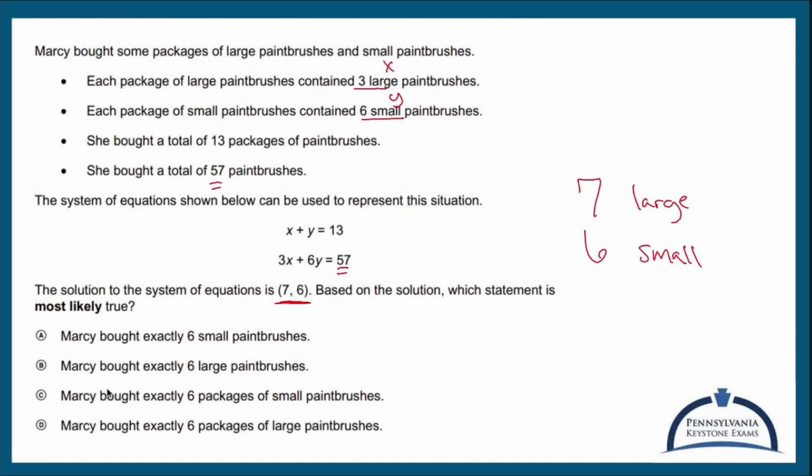So that eliminates A and B because that's just talking about the paintbrushes alone and not the packages. And it wants the number 6, so she bought exactly 6 packages of small paintbrushes. So the answer is going to be C. So this wasn't even a, hey, let's do the math and find out what it is. This is a, hey, here's the answer and you tell me what it is.